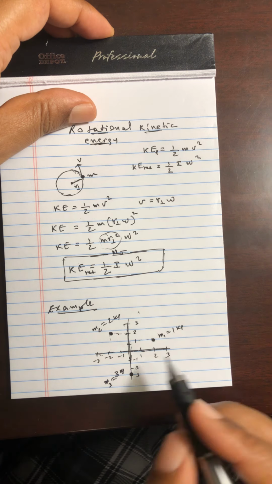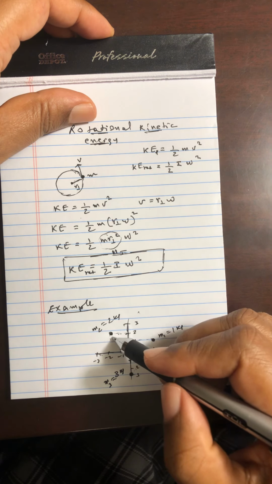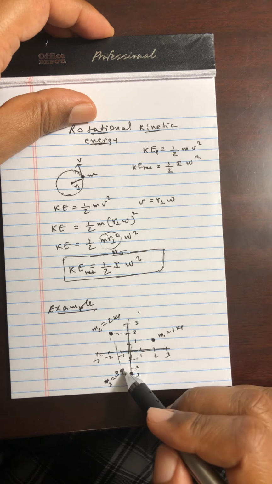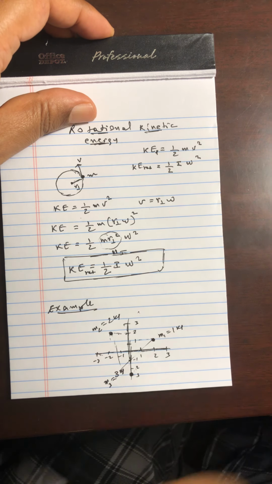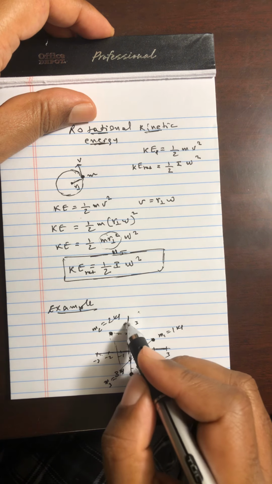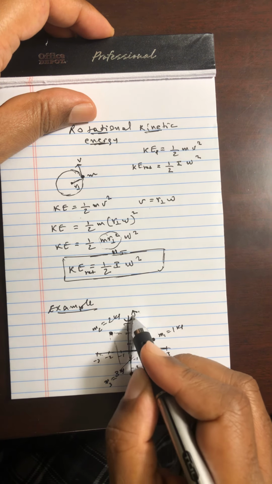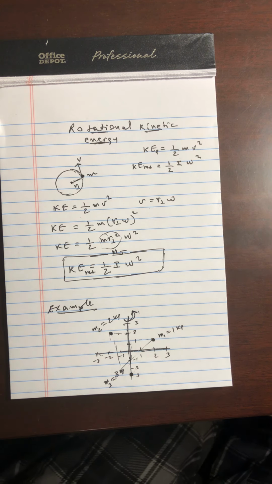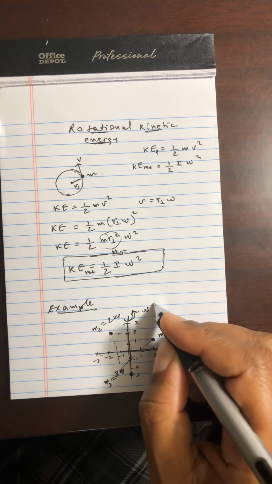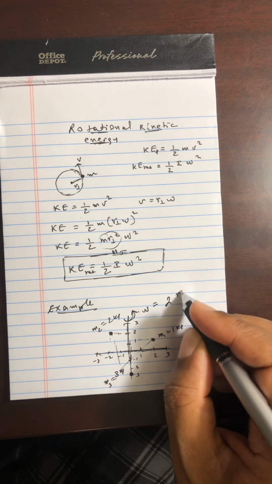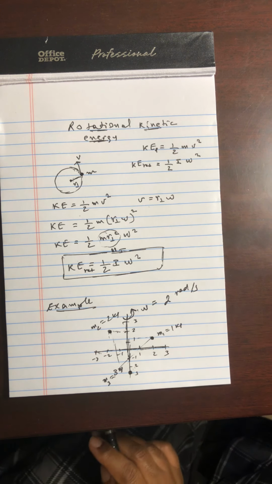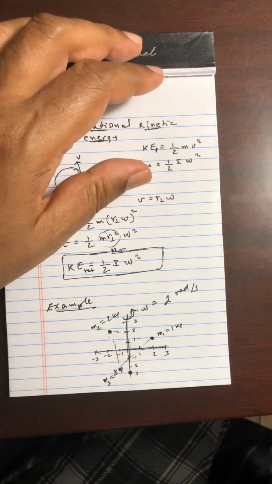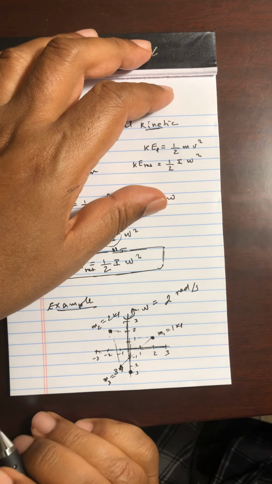Let's say these are connected by a massless plate, and they're rotating about the y-axis like this. They're rotating with an angular speed of 2 radians per second. The question is: calculate the rotational kinetic energy of the system of particles.